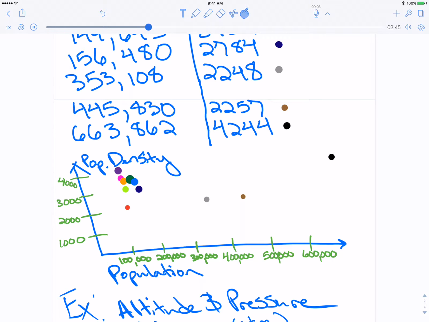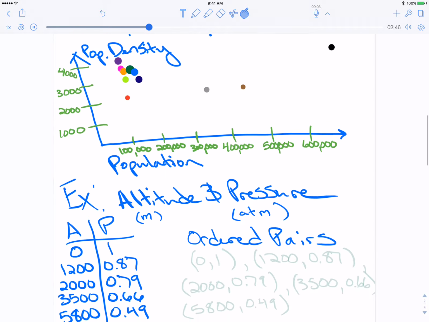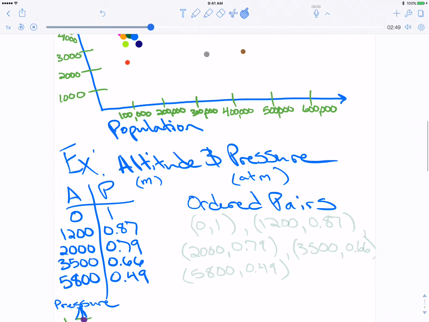Another example that we will look at has a correlation that we all know. That's altitude in meters and pressure in atmospheres. So I put together a table of data. Obviously if you are at 0 meters of altitude, that's sea level, then the pressure is defined to be 1 atmosphere. Now as you go up in elevation, you see that the pressure decreases.